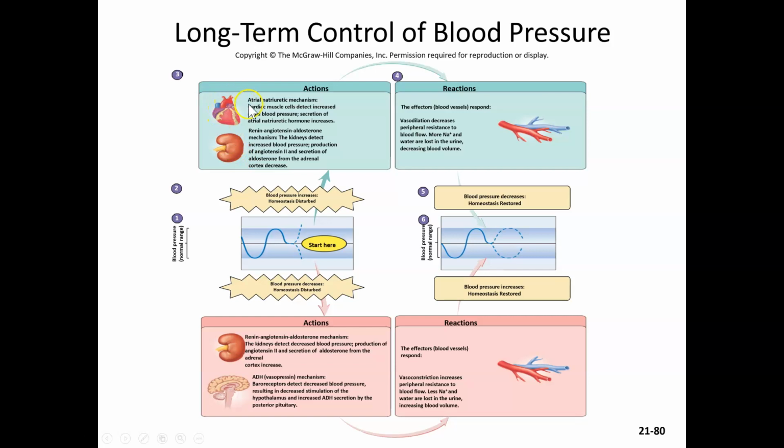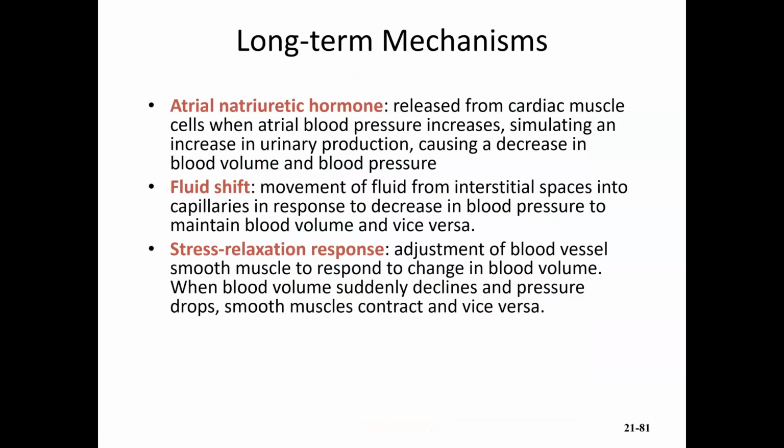The other mechanism that we haven't gotten to yet is the atrial natriuretic mechanism. Within the atrial walls, we have cardiac muscle cells that will detect an increase in atrial blood pressure and will start secreting this hormone. That will then cause vasodilation, decreases in the peripheral resistance to blood flow, and more sodium and water are going to be lost in the urine, and that results in decreasing blood volume, which in turn decreases the blood pressure. So let's talk about that hormone just a little bit more.